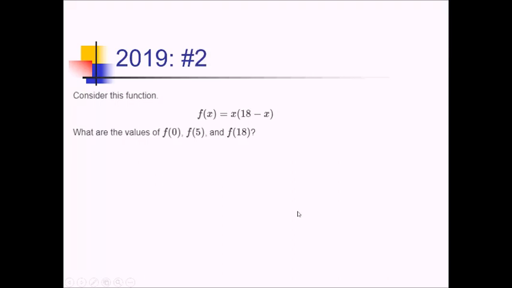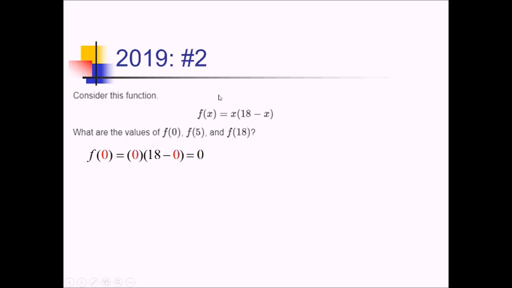For this problem, we're being asked for f of 0, f of 5, and f of 18 for this function up here. So for each of these, we just have to take the number that's inside the f of parentheses and replace x with that number and evaluate. So f of 0, that's going to be 0 times 18 minus 0 instead of x. And 0 times whatever is going to be 0.